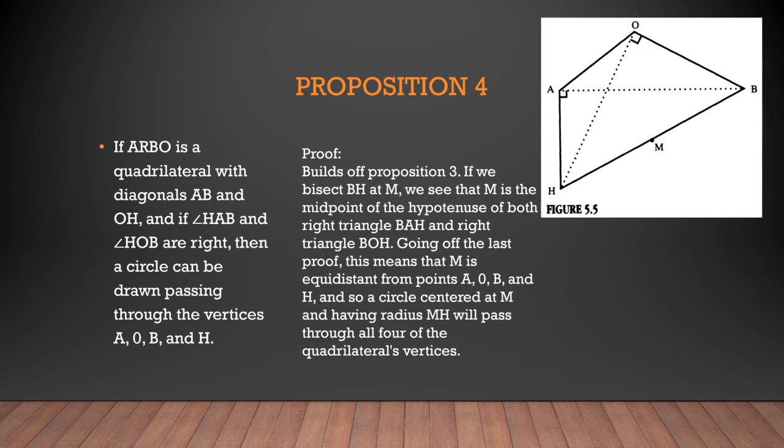Proposition 4 states that if ABOH is a quadrilateral with diagonals AB and OH, and if angles HAB and HOB are right, then a circle can be drawn passing through the vertices A, O, B, and H. To prove this, we build off proposition 3. We bisect BH at point M, and we see that point M is the midpoint of the hypotenuse of both right triangle BAH and right triangle BOH. Going off the last proof, this means that point M is equidistant from points A, O, B, and H. So the circle centered at point M and having a radius of MH will pass through all 4 quadrilateral vertices.